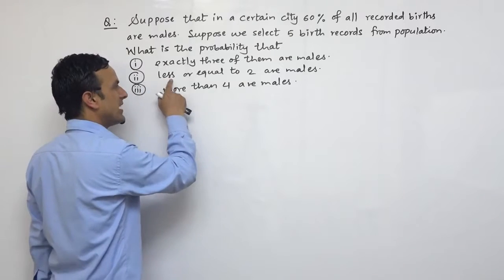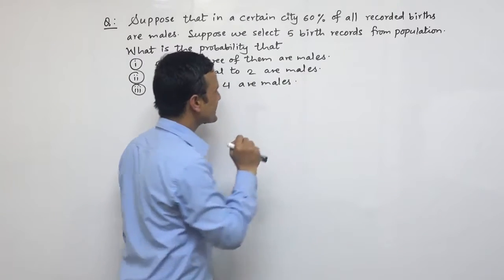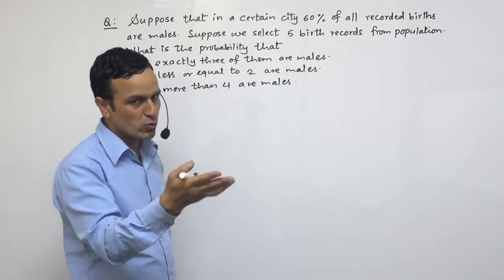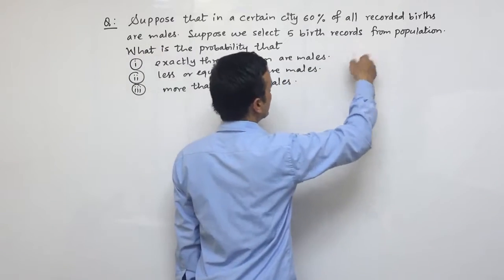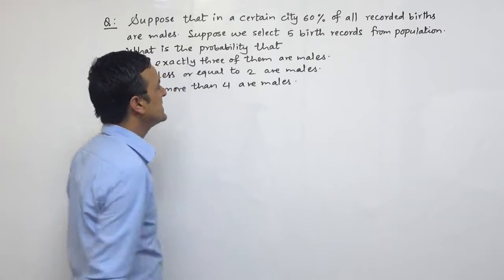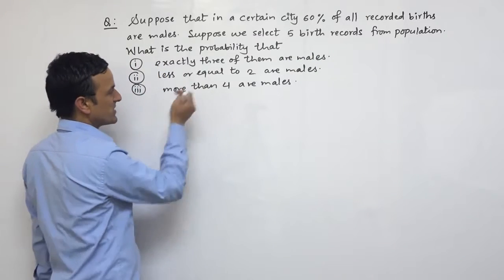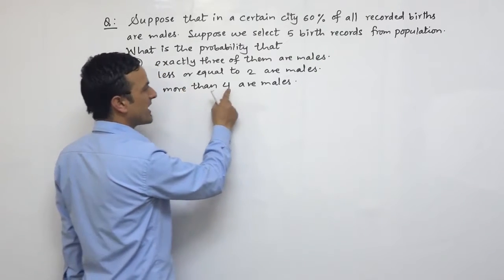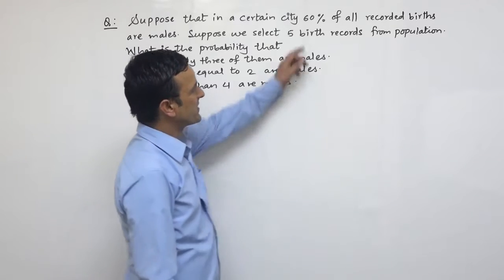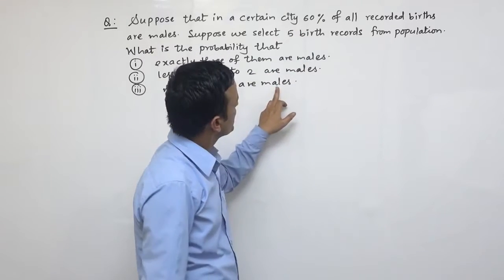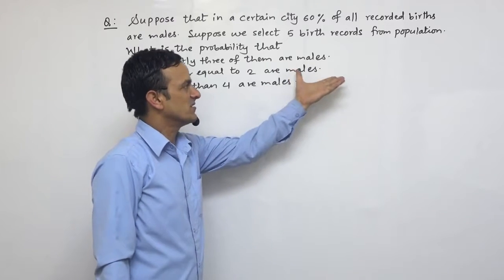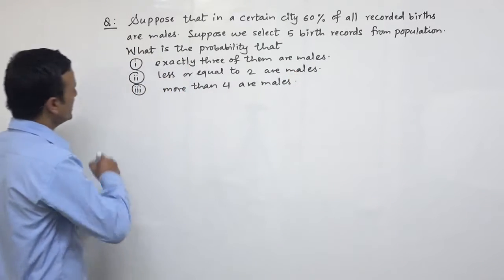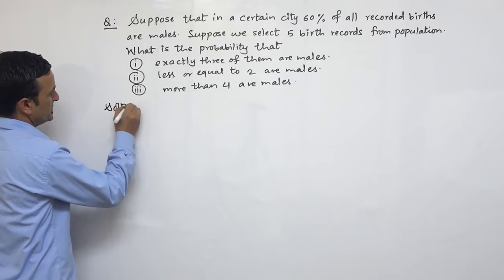And in number 2, less than or equal to 2 are males. So we have to find the probability that the number of males is 2 or less than 2. And similarly, more than 4 are males: in 5 birth records, what is the probability that 4 children are male? We have to find this one. So let's solve this question.